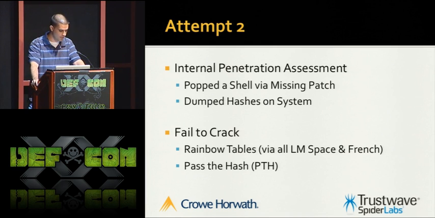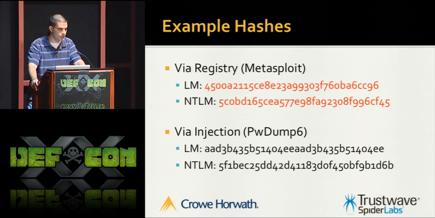So I figure I'm going to fight the good fight with AV, kill AV, and use my old standby, pwdump 6, and inject into memory and see what happens. Turns out I get completely different hashes. As you can see, with the registry reading method with Metasploit, I get an LM hash. With injection, pwdump 6, that LM hash, AAD3B4 whatever, is just a blank hash. That's just representing blank, where it means no hash is there.